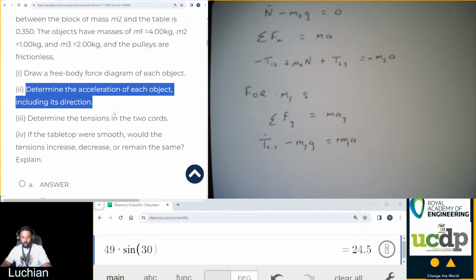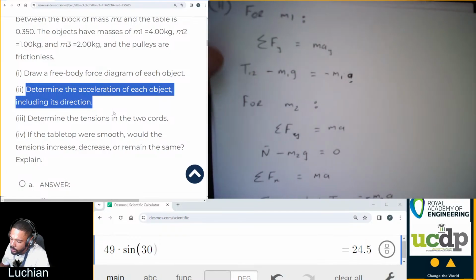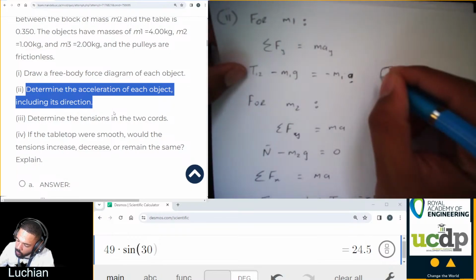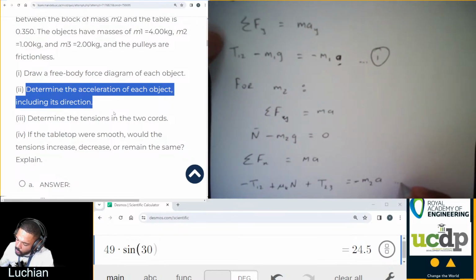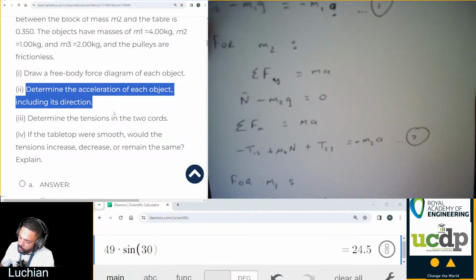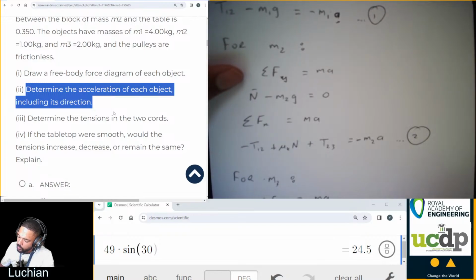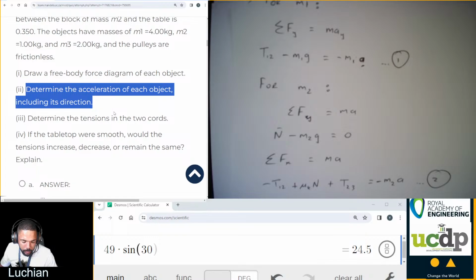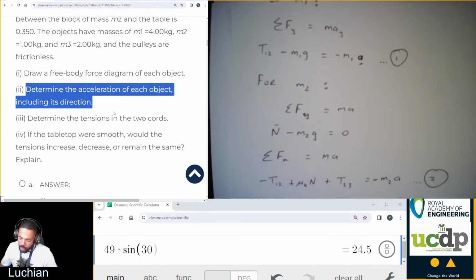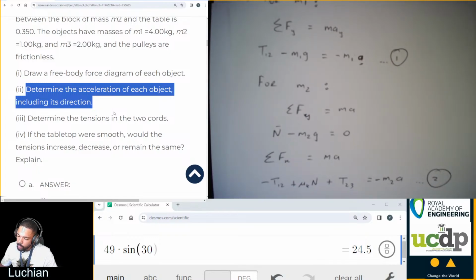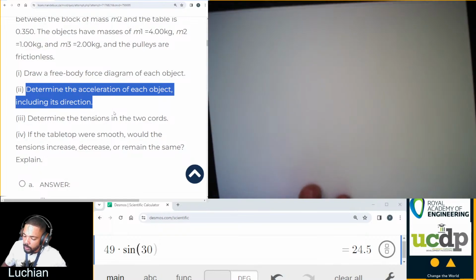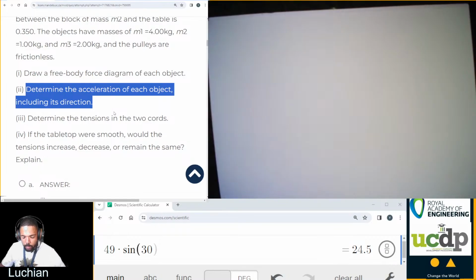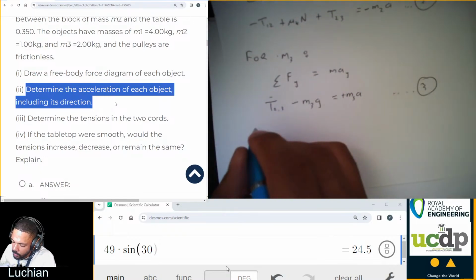Now we can just solve all of them. We have 3 simultaneous equations. This is 1, this is 2, and this is 3. Let me write all of them down underneath each other, then you'll see them all. We are left with 3 simultaneous equations.